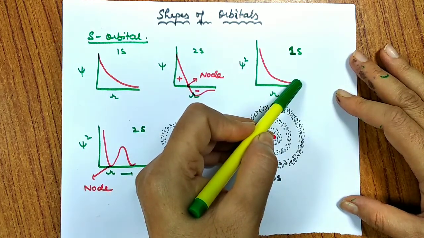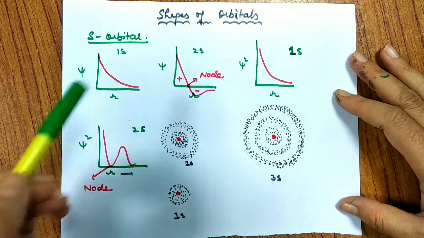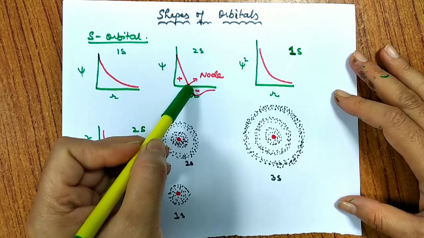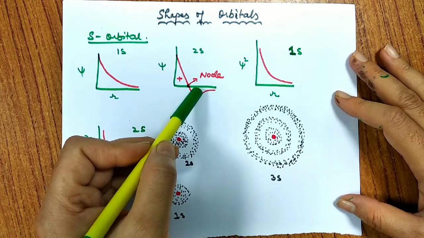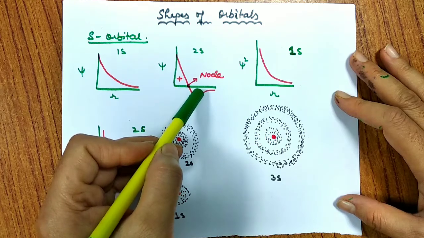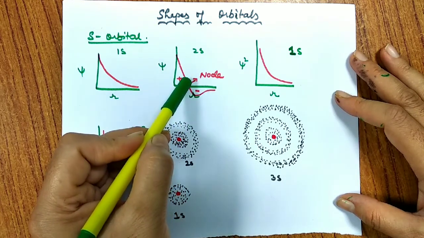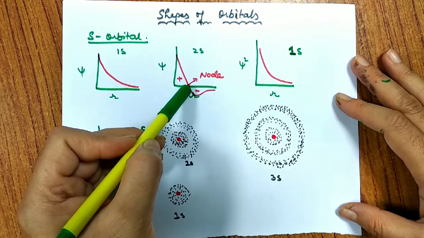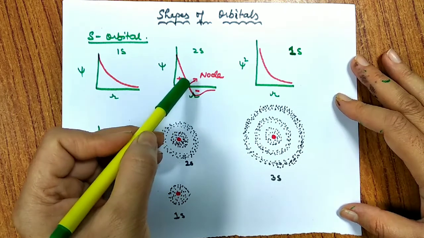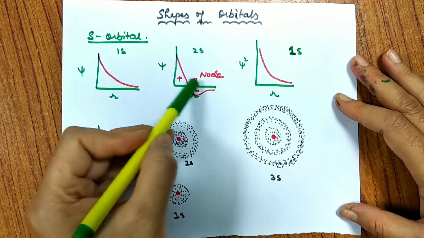Now, the intermediate region where the probability is 0 is called a nodal surface, or simply a node. This node we can find in the case of 2s. I have written the plus and minus signs. The point where the wave function changes its sign, from plus to minus, we represent by a node. So the 2s orbital differs from the 1s orbital in having one node. So 2s has one node.